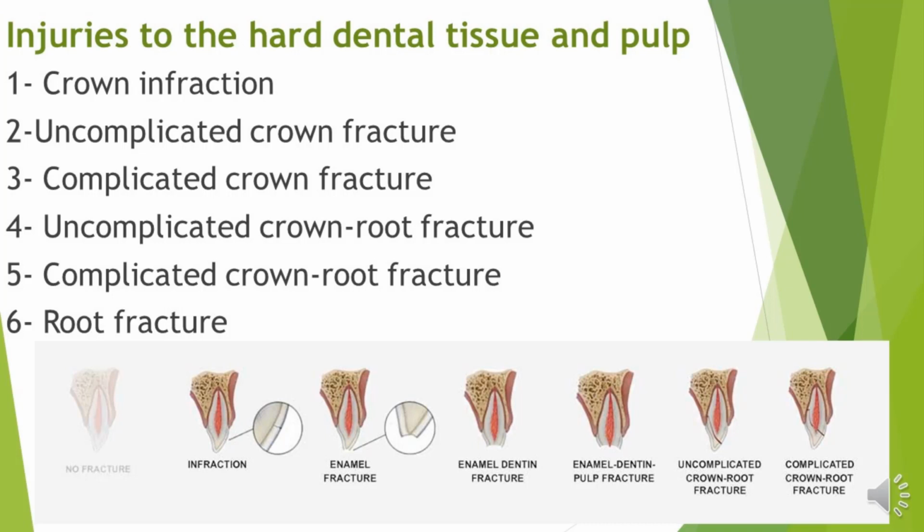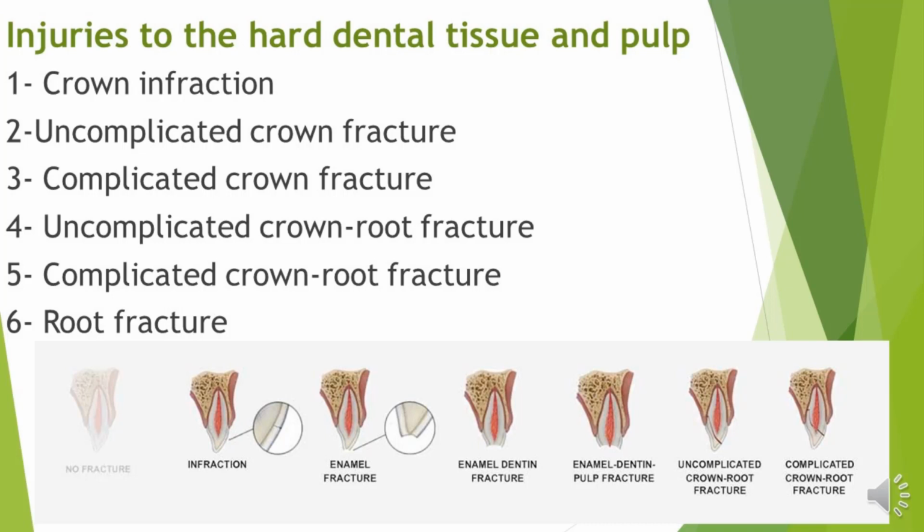What is the crown infraction؟ يعني crown infraction هي loss of or crack in the enamel of the tooth without losing the tooth substance. مجرد crack يصير بالenamel. Uncomplicated crown fracture, which is confined to the enamel or involves the enamel and dentin without involving the pulp. Complicated crown fracture. Here the fracture will involve the enamel, dentin, with exposure of the pulp, زائدا exposure of the pulp.